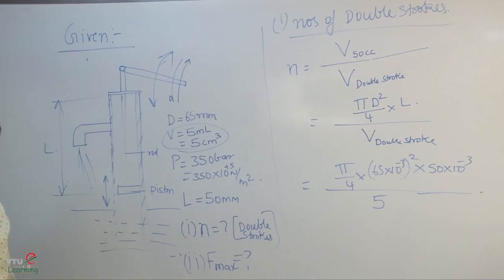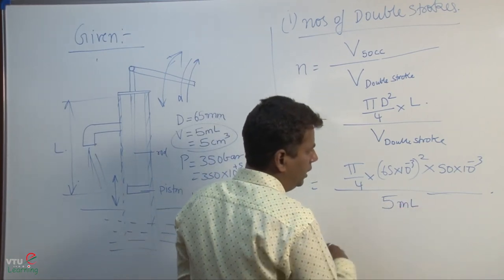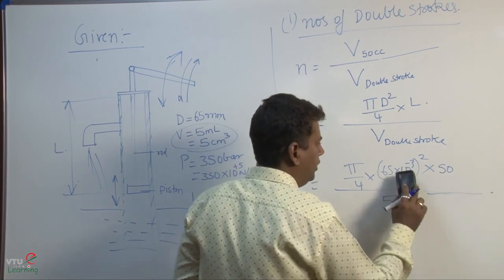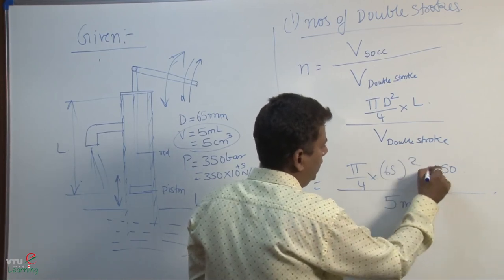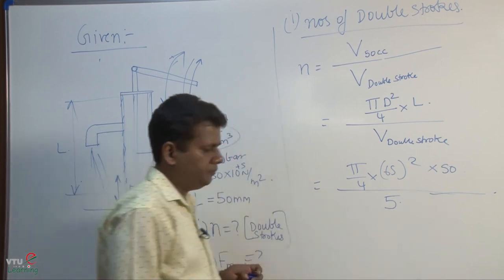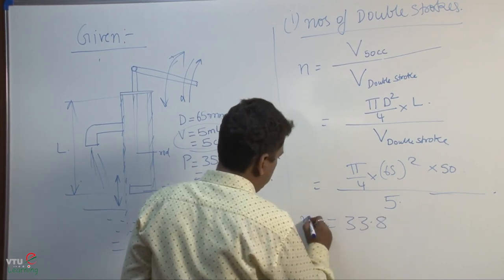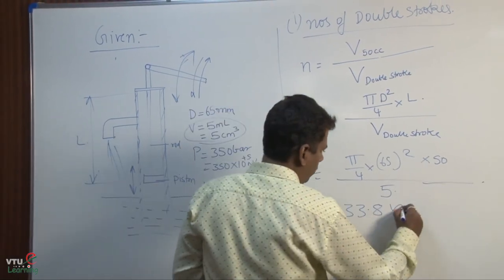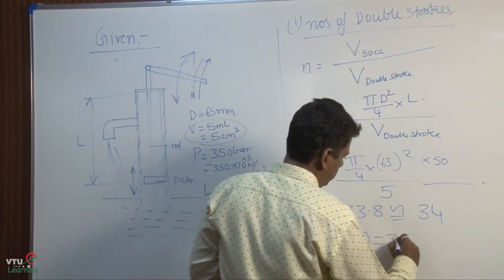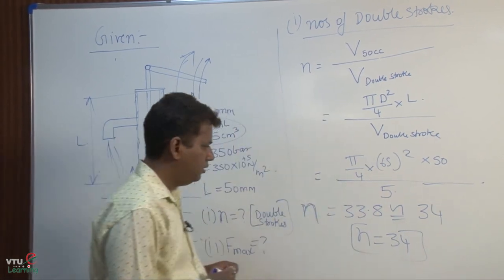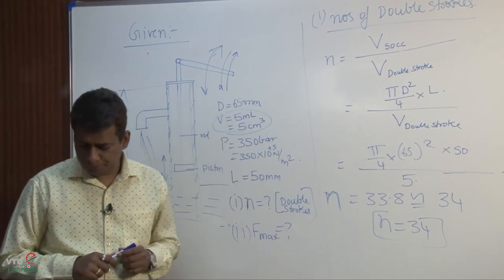But one thing here we need to be cautious: since it is in ml, you can dispense this 10 to the power of minus 3, you need not directly apply it. 65 square into 50 divided by 5 ml, right, now it is balanced. So, after simplifying you will get 33.8, number of double strokes is equal to 33.8, or you round this up, it is nearly equal to 34. So, the number of double strokes is equal to 34. So, this is got by comparing the volume, okay.